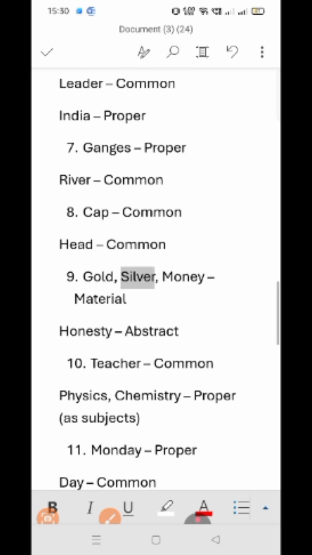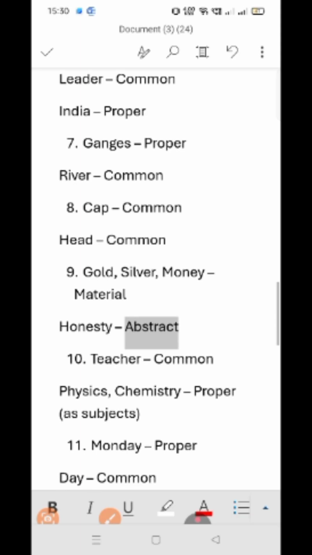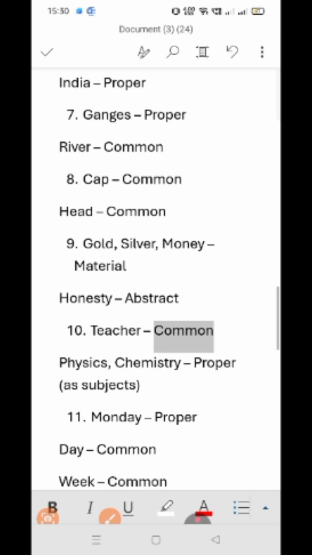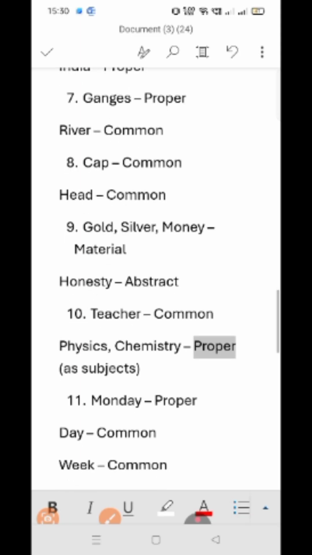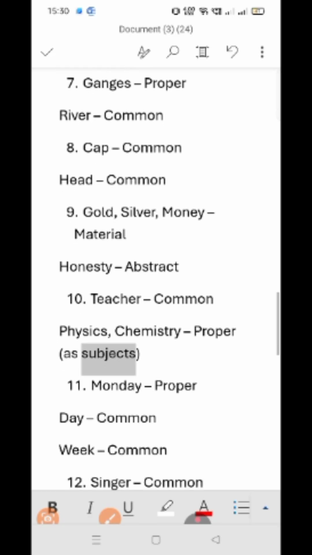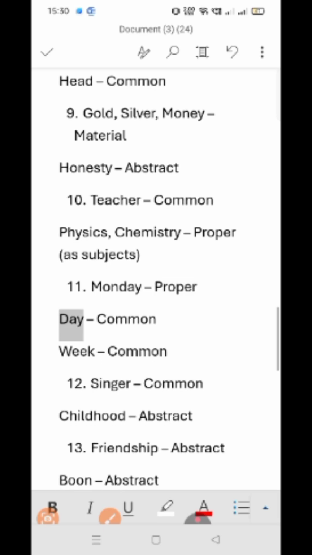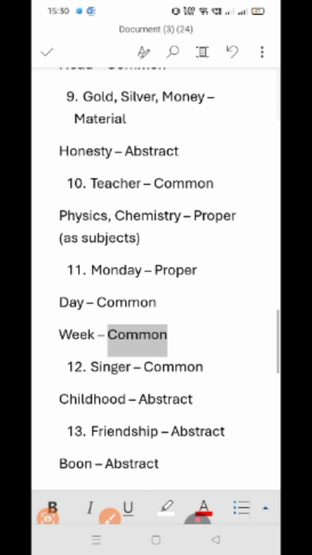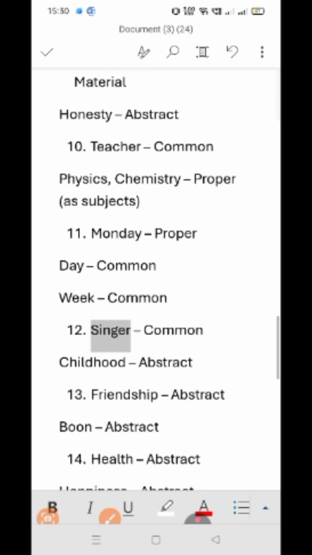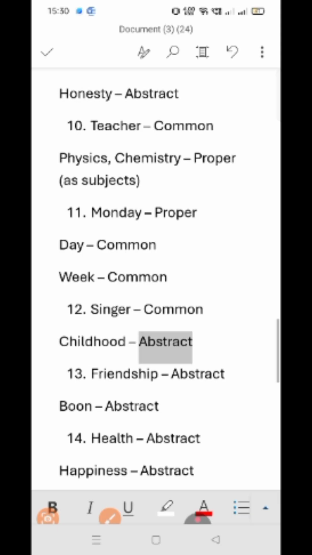Gold, silver, money, material. Honesty, abstract. Teacher, common. Physics, chemistry, proper as subjects. Monday, proper. Day, common. Week, common. Singer, common. Childhood, abstract.